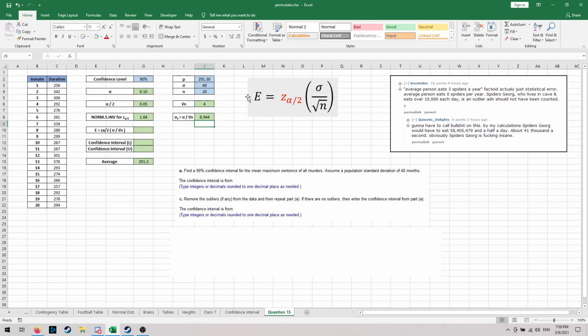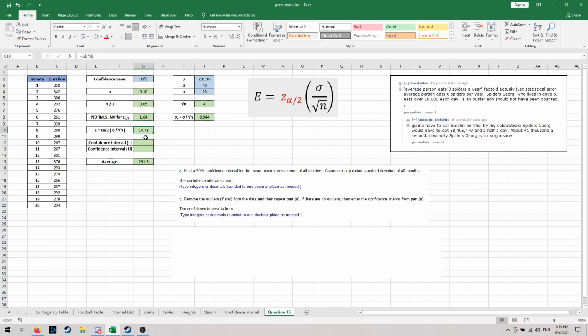So what our margin of error is going to be is just this variable equal to this times this variable equal to this. So we can just press equals, select this, and multiply it by our other variable, and we'll get 14.71.